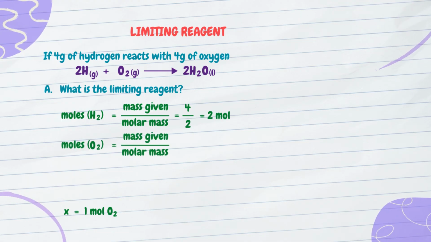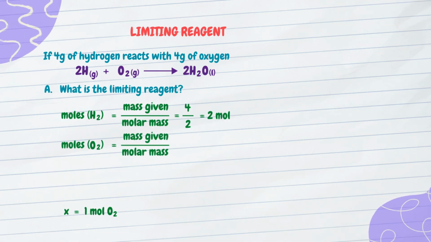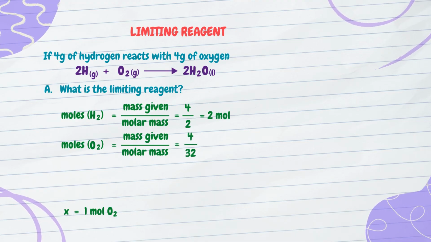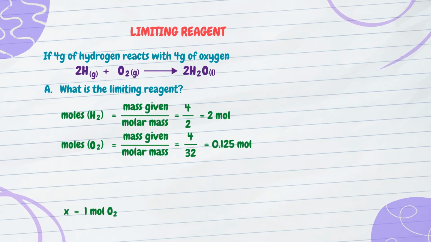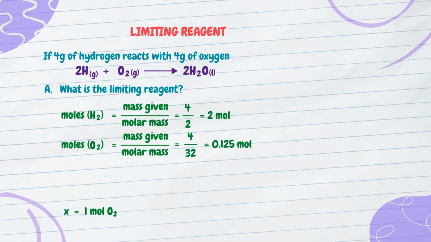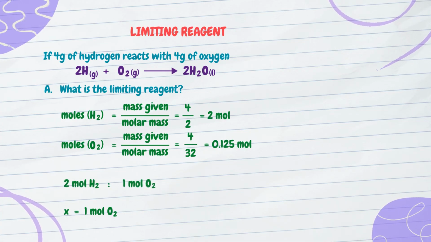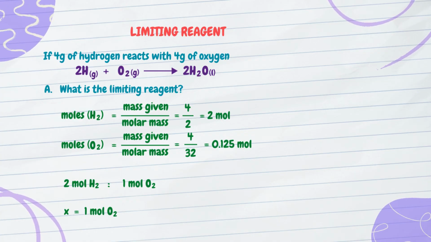The moles of oxygen is equal to mass given over molar mass of oxygen. The mass given is 4 grams. The molar mass of oxygen is 32. 4 over 32 gives 0.125 moles. According to the balanced chemical equation, 2 moles of hydrogen use 1 mole of oxygen. Then the mole ratio of hydrogen to oxygen is 2 to 1.